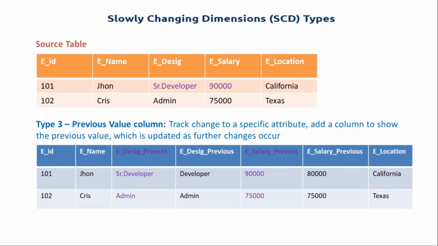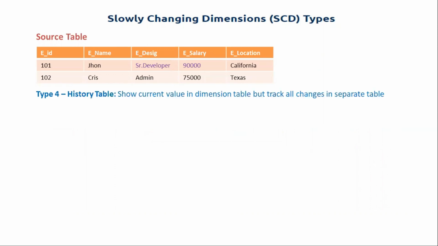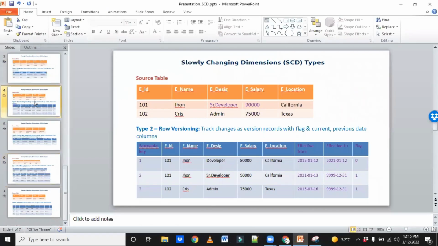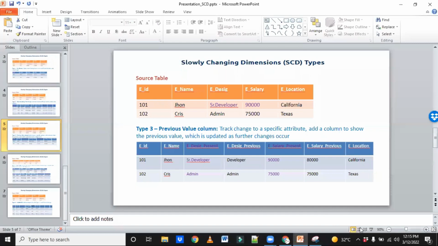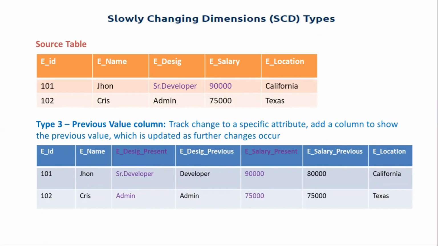So if you are able to understand these 1, 2, 3, then type 4 and type 6 are very easy. Okay, let me go to type 4. Naresh, yeah, hello. If there are 50 columns and someone wants to implement this type 3, at that time we need to create 100 columns for that. Yeah, it's actually a good question.